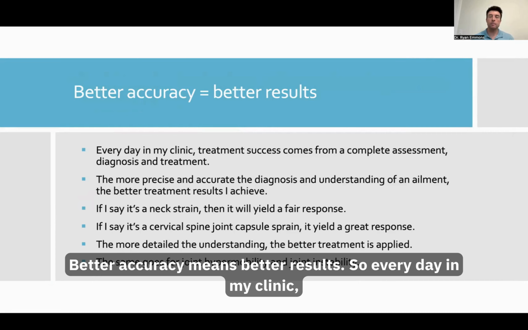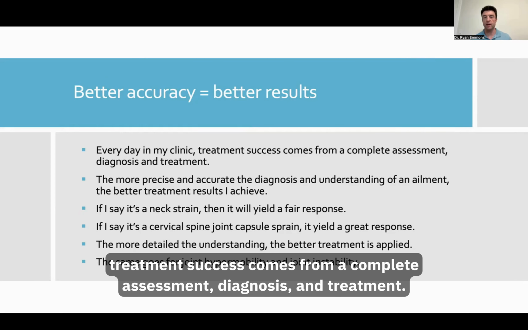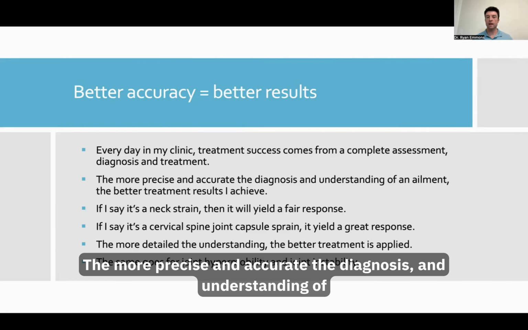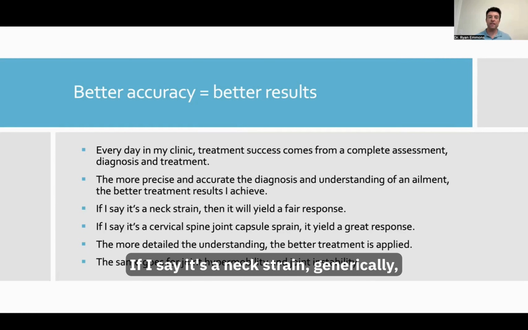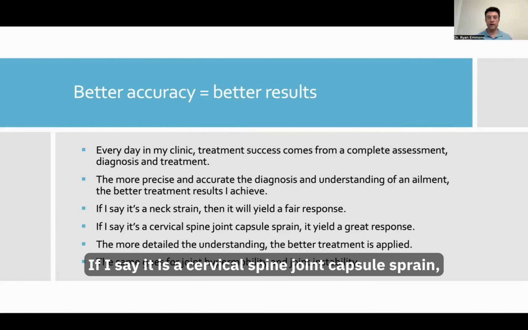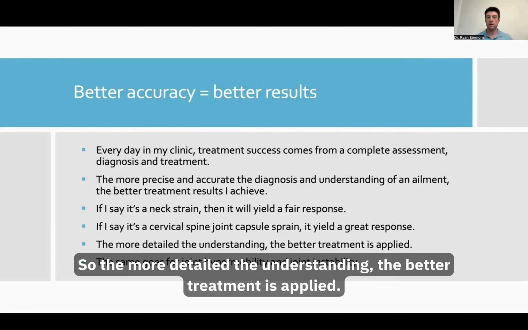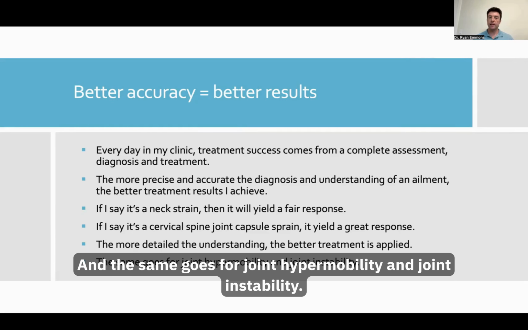Better accuracy means better results. So every day in my clinic, treatment success comes from a complete assessment, diagnosis, and treatment. The more precise and accurate the diagnosis and understanding of the ailment that I see, the better treatment results I can achieve. If I say it's a neck strain, generically, then it will yield a fair response. If I say it is a cervical spine joint capsule sprain, much more specific, it yields a great response. So the more detailed the understanding, the better treatment is applied. And the same goes for joint hypermobility and joint instability.